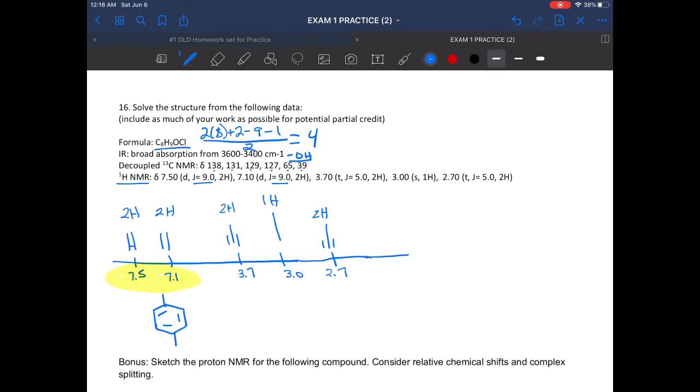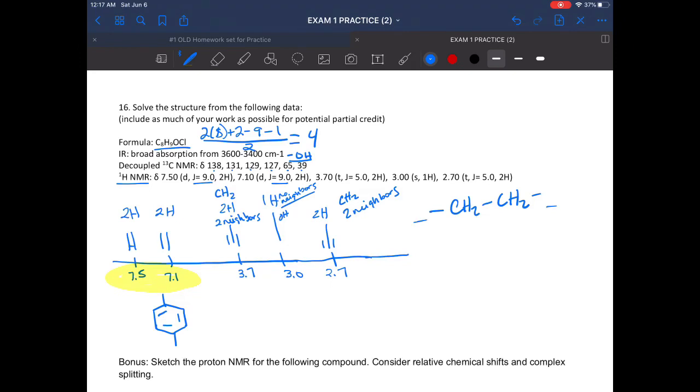And let's see what's going on. I've got a CH2 with 2 neighbors because it's a triplet. I've got 1 hydrogen, no neighbors, or at least nothing splitting it. This is most likely my OH. It's a singlet. And then I've got another CH2 with 2 neighbors. So if I have 2 CH2s, and they both have 2 neighbors, well, what's the most likely scenario? I have a CH2, CH2. That means there's no neighbors on this side, no neighbors on this side, because they're both pretty triplets.